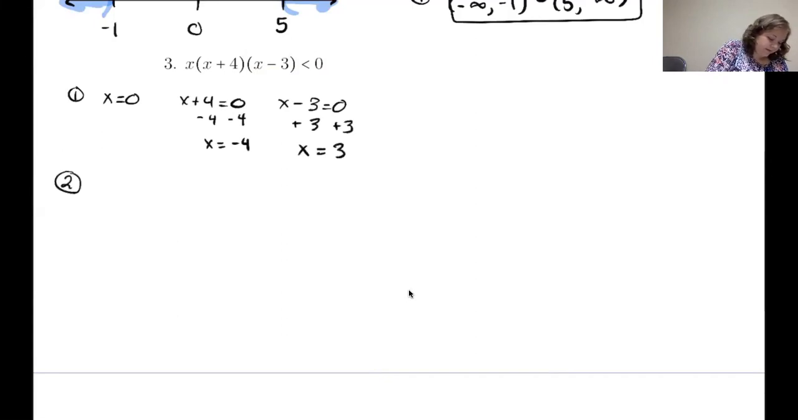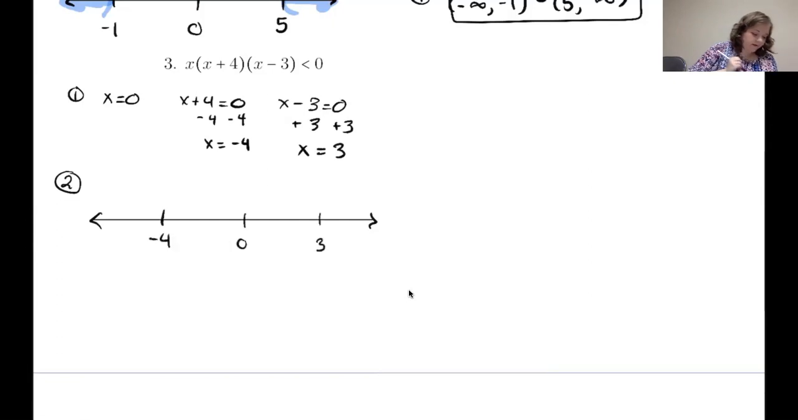So then in step 2, we can do our number line, put them in the correct order. So -4 comes first, and then 0, then 3. And then we will test things in each of the intervals. So you can see this one has 4 intervals as well. So one here, here, here, and there.